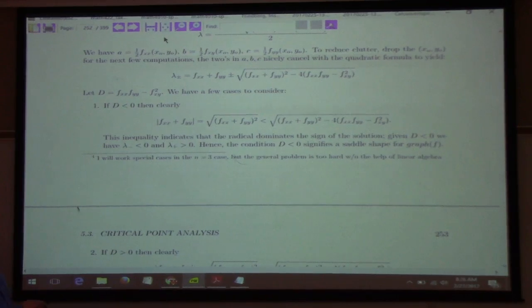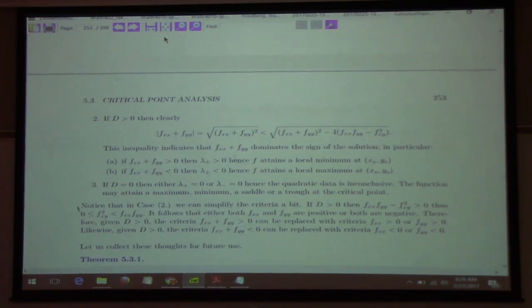I'm an idiot. What's the point of this inequality? It tells you what happens to the root up here. If this piece is necessarily smaller than that piece in terms of its magnitude, that means you've got one plus from the plus, and you've got one minus, because when you put the minus in, this is larger in magnitude than that, so it wins. So in the case D is less than 0, we have one plus, one minus. In other words, we have a saddle-shaped graph near the critical point. All right?